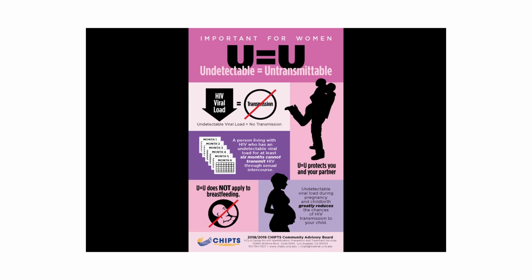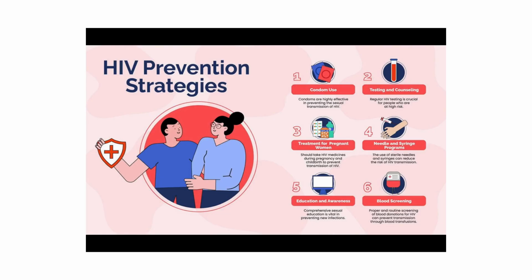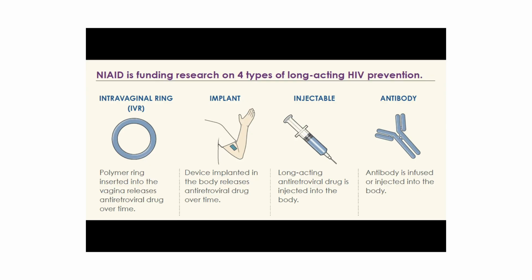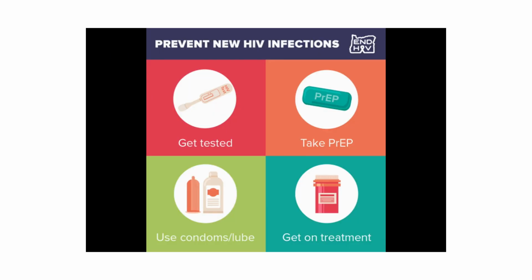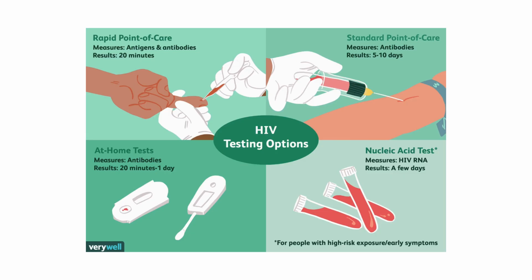U=U campaigns promote medication, adherence, and HIV education. Here are some HIV prevention methods, like condoms, regular testing, not sharing needles, PrEP, a daily pill to prevent HIV, and PEP, emergency medicine after possible exposure.